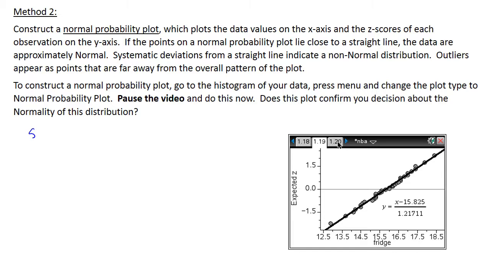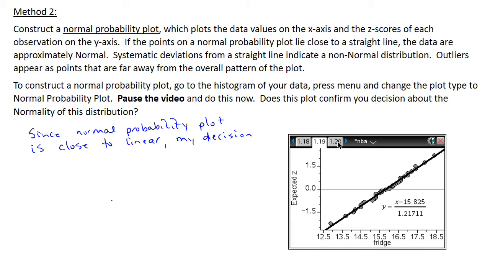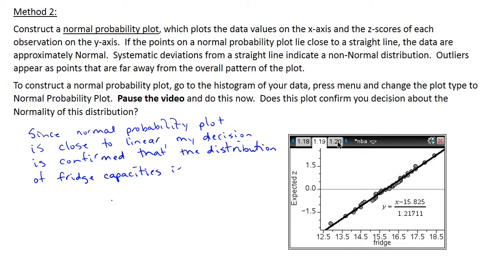So I'll say something like, since the normal probability plot is close to linear, my decision is confirmed that the distribution of fridge capacities, usable fridge capacities I should probably say, is approximately normal.